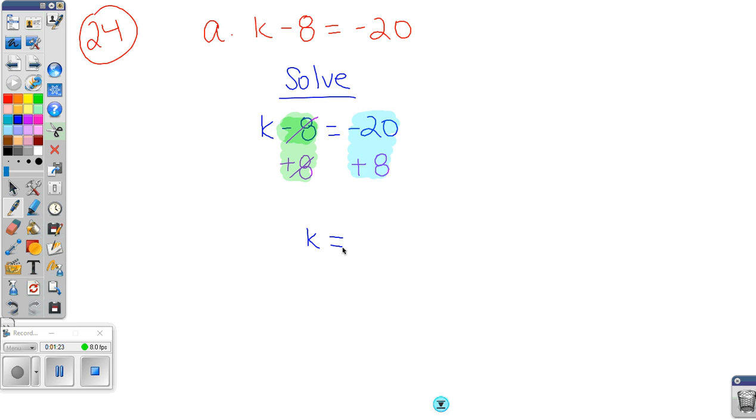So negative 20 plus 8, and that is equal to negative 12. You had to use your integer addition rules to figure that one out. So negative 20 plus 8 is equal to negative 12. So that's the first part.